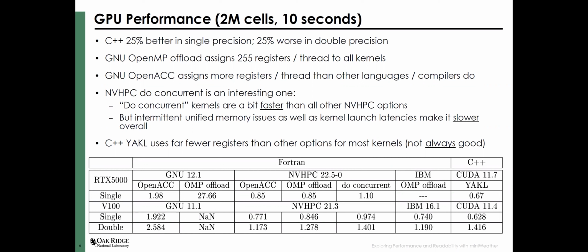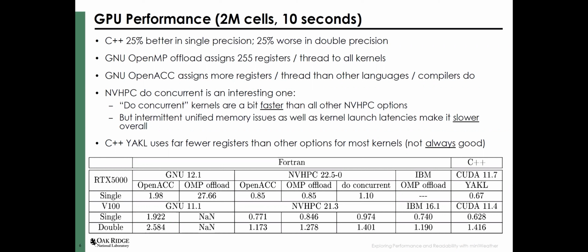The NVHPC compiler has, well, to my knowledge, the only do concurrent implementation. Cray might have one, but again, I didn't have access to that immediately. Do concurrent is a very interesting one, and I want to dig into it a little more. The kernels are actually a bit faster than all of the other options for the NVHPC compiler, but you'll see that there are some memory issues and some kernel launch latencies that get exposed that actually make it slower overall.